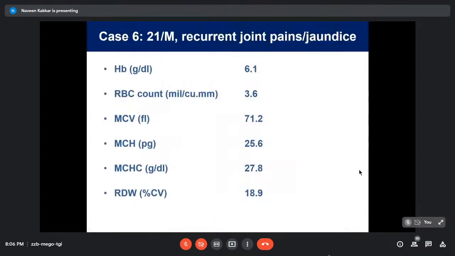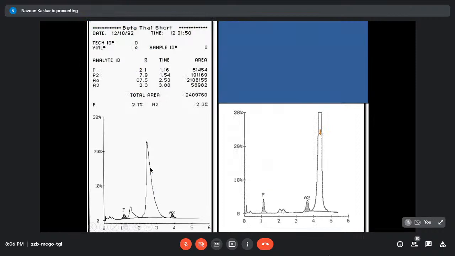Case 6, this is a 21-year-old male with recurrent joint pains and jaundice. A typical history of a sickler. Hemoglobin is pretty low, microcytosis, RDW is raised. There you are. And what do we have here? Normal. And you have a peak, again your A is gone, so roughly between 2.5 and so, your A is down to nothing. Instead you have most of the hemoglobin here with the slight importance of A2 there.